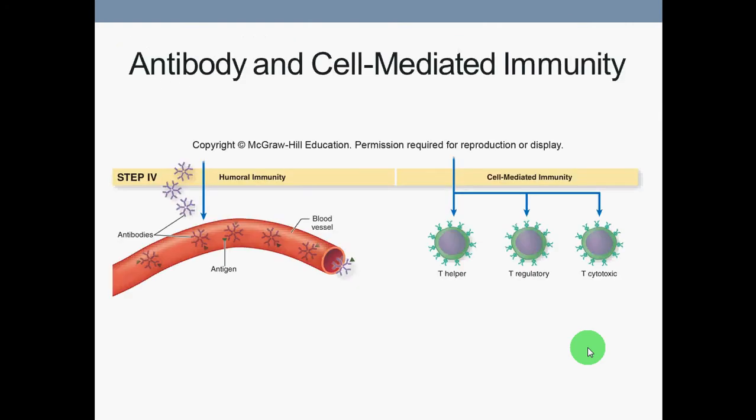These are the different types of T cells and B cells that we're talking about. Again, we're going to talk about helper T cells, regulatory T cells, and cytotoxic T cells. What do they do? We're going to talk about antibodies and what they do.